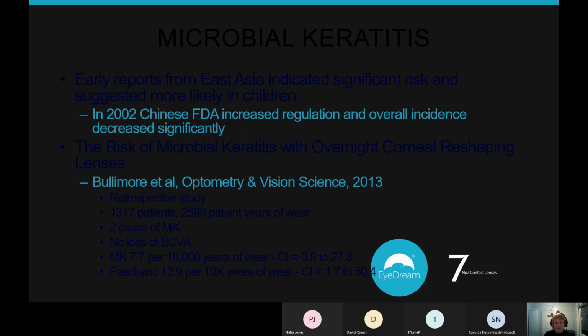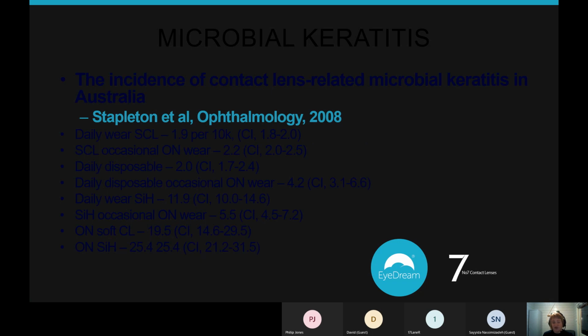I think the problem I have is actually when it comes to Mark Bullimore's conclusion in this paper, because he relates those rates back to one of those large population studies. So this was a population study based in Australia, published in 2008. And his comment in his conclusion is that Ortho-K is very similar to other forms of overnight contact lens wear, which would be down at the bottom here. Overnight soft lenses at 19.5 and overnight silicone hydrogels at 25.5 per 10,000.